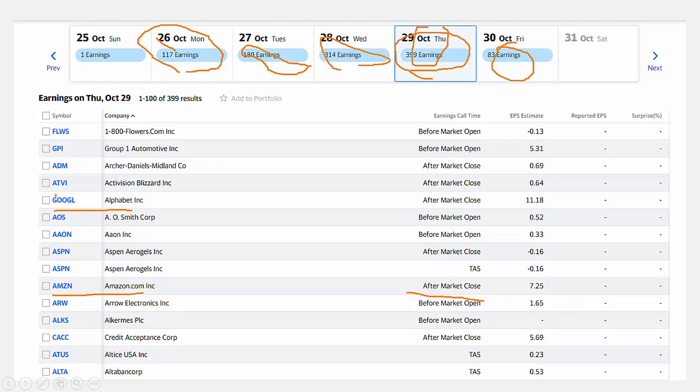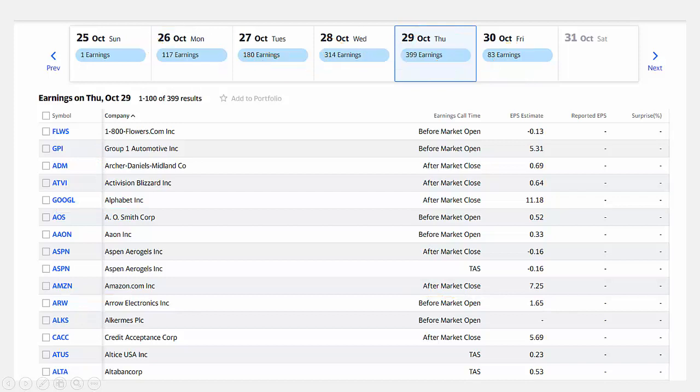Apple will also release results after the market. Next week, November 3rd, that will be the election date for the US president. And because there are so many traders trading the earning activities, all this will contribute to the market volatility.